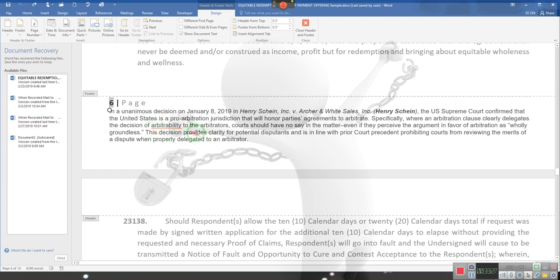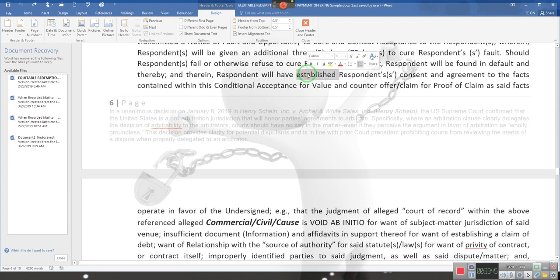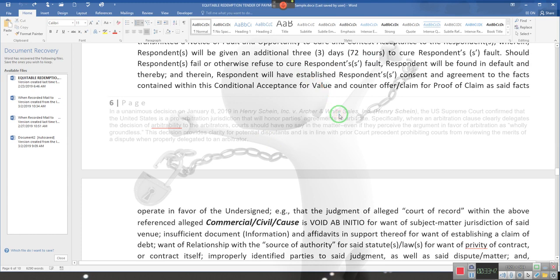This decision provides clarity for potential respondents, sorry, I am tired, and is in line with the prior court precedent prohibiting the courts from reviewing the merits of a dispute when properly delegated to an arbitrator. We include that because nobody can claim ignorance. Ladies and gentlemen, did you get what was going on? The United States Supreme Court has said that this is your way out because the courts have no jurisdiction.